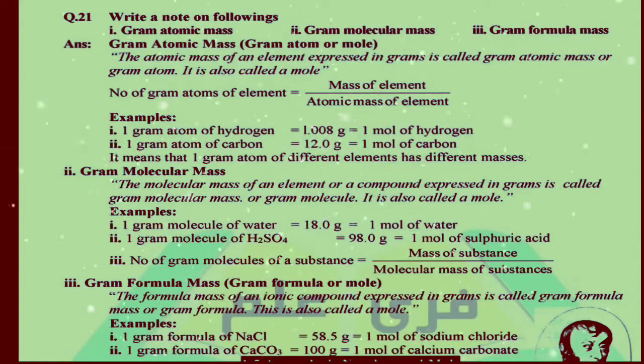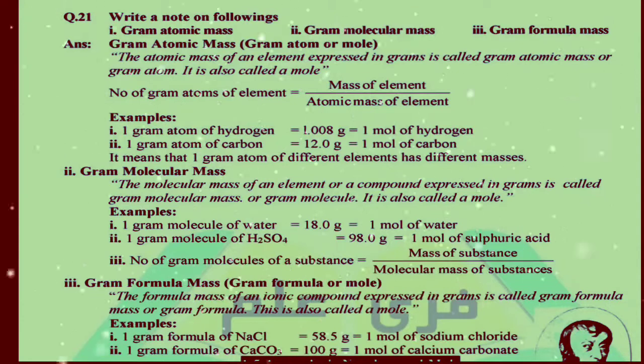Molecular mass. We represent the mass of a molecule in the form of molecular mass, and gram molecular mass is that when we represent the molecular mass of a molecule in gram. Simple. Molecular mass of an element or a compound expressed in grams. The mass of an atom is called atomic mass, and when we represent it in gram, it is called gram atomic mass. And the mass of a molecule is called molecular mass, and when we represent it in gram, we will call it gram molecular mass. And the molecular mass of an element or a compound expressed in gram is called gram molecular mass or gram molecule. It is called a mole.